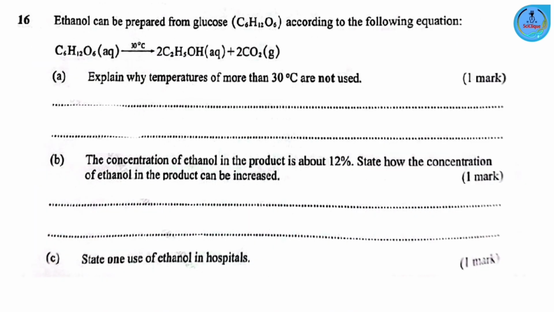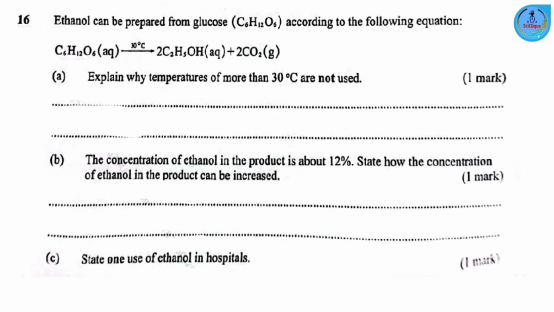Next question. Ethanol can be prepared from glucose according to the following equation. Okay, so we have glucose at 30 degrees Celsius being broken down to form ethanol, which is an alcohol, plus carbon dioxide. Part A. Explain why temperatures more than 30 degrees Celsius are not used.